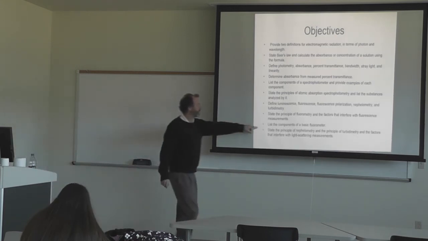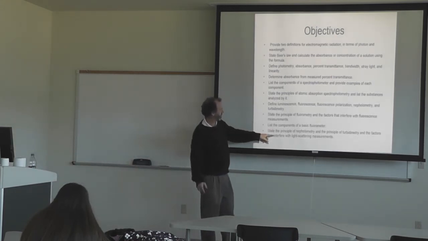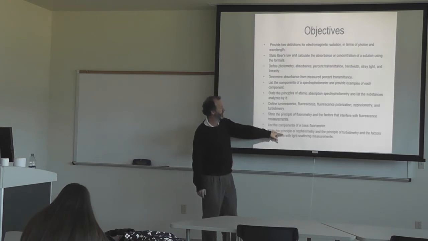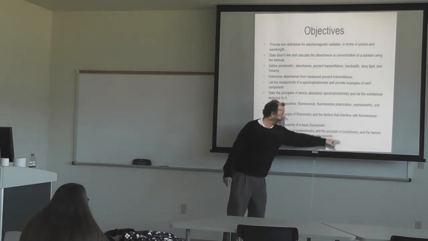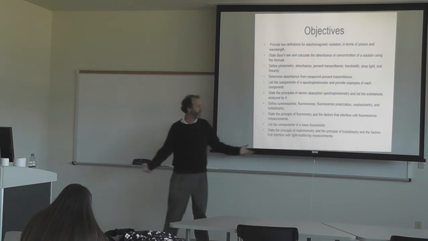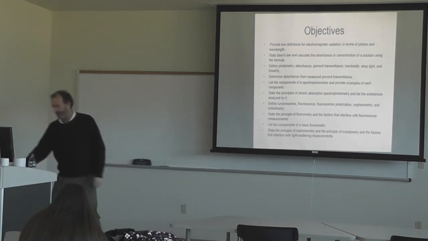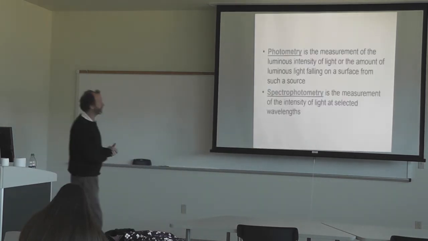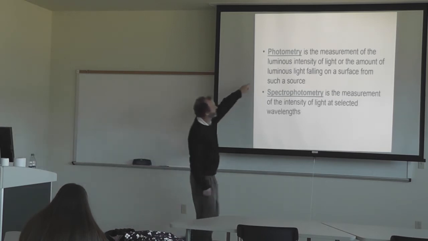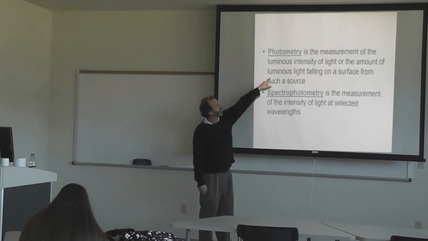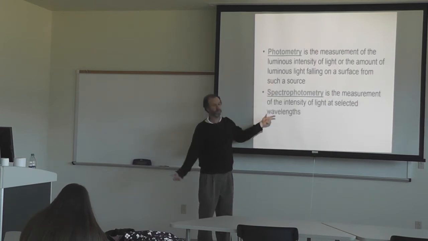So you want to list the basic components of a basic fluorometer, state the principle of nephelometry and the principle of turbidometry and the factors that interfere with light scattering measurements. So first off, we'll go photometry. It's the measurement of the intensity of light or the amount of luminescence light falling on a surface from such a source.